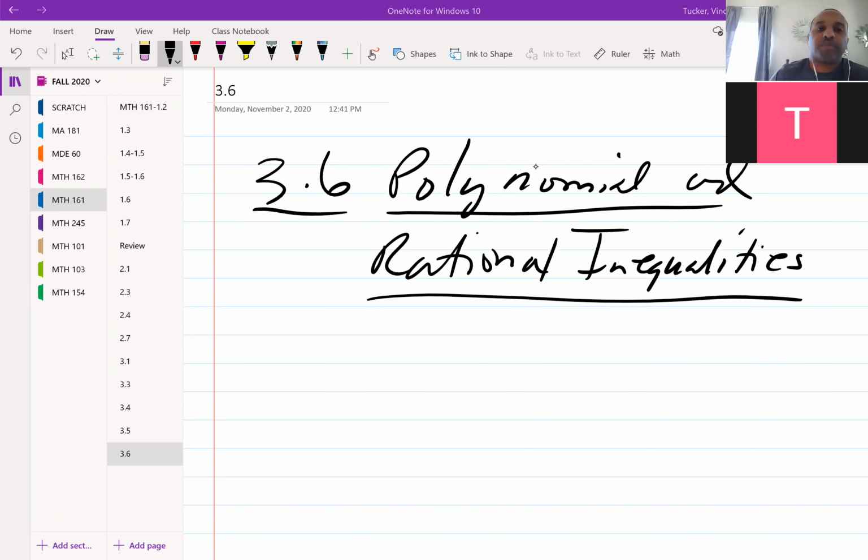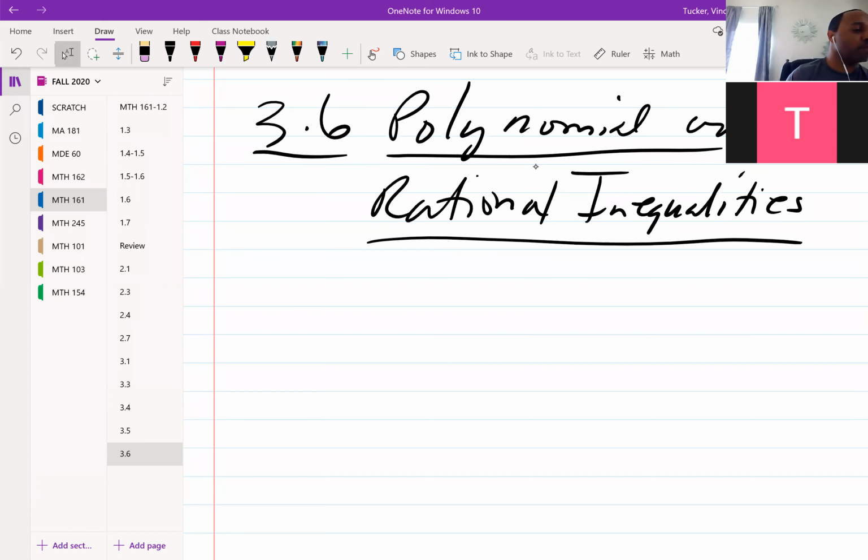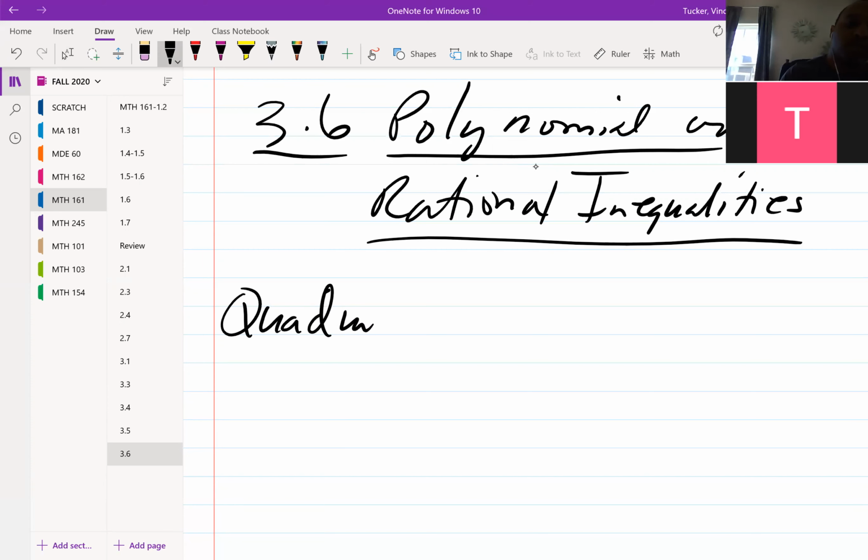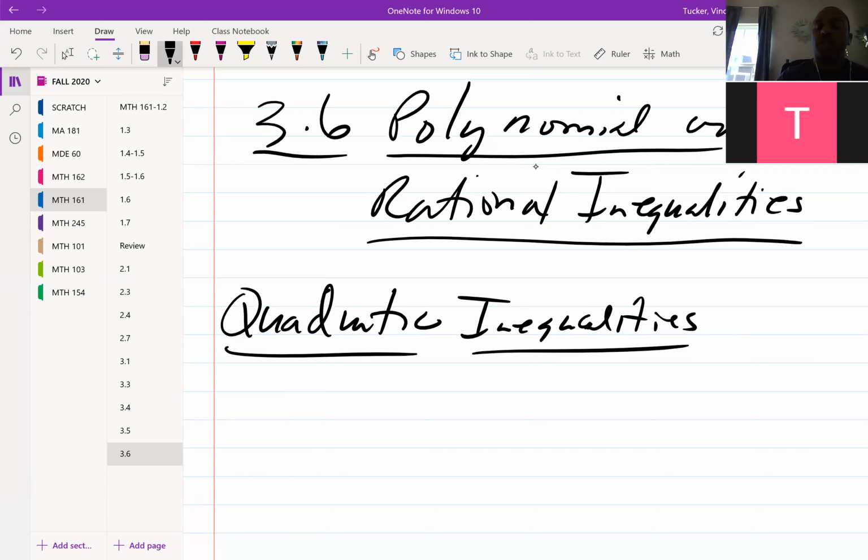All right, so looking at polynomial and rational inequalities. Up to this point, we looked at linear inequalities, but now we're looking at quadratic or cubic inequalities and also rational inequalities. First looking at quadratic inequalities, that's going to set the foundation for how we move with all of them.